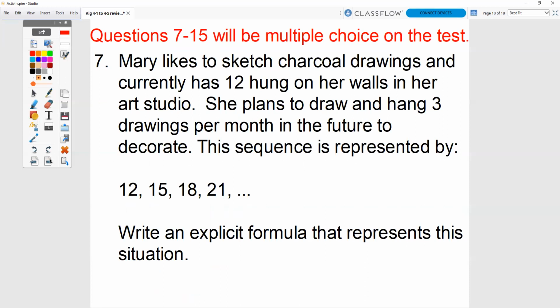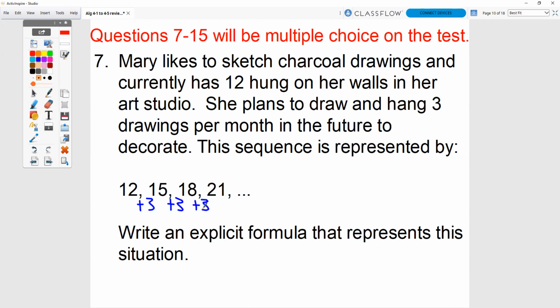It says, Mary likes to sketch charcoal drawings and currently has 12 hung on her walls in her art studio. She plans to draw and hang 3 paintings per month in order to decorate. This sequence is represented by 12. She starts off with 12. She hangs 3, now she has 15. She hangs 3, and now she has 18. She hangs 3, and now she has 21. So what we're really doing each time, we're starting with 12 and then adding 3 each time.